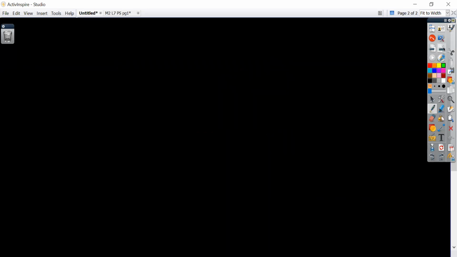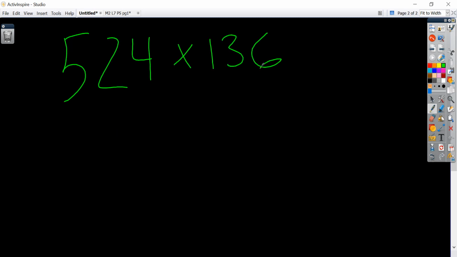Let's start with 3 digits times 3 digits. Let me get a math problem for us. Let's do 524 times 136. 524 times 136. So we are going to be doing area model and standard algorithm. So let's go ahead and start with an area model.